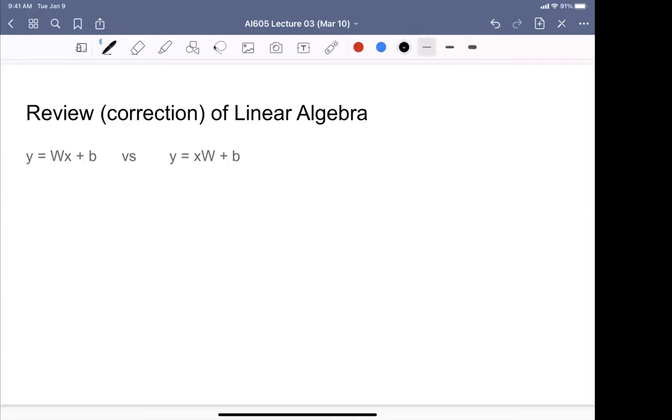Okay. So the review first. I made a mistake. There was a notational convention that I was not consistent with. There is a reason this confusion happens, and I think it would be good to review that because many of you might also be confused.